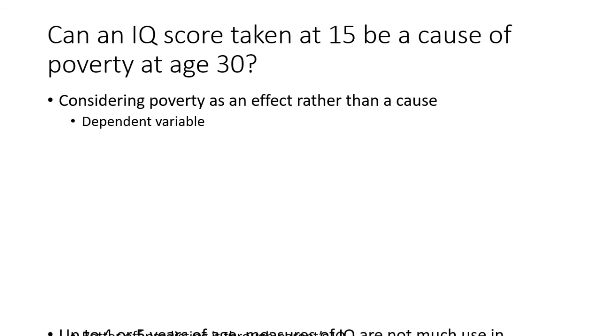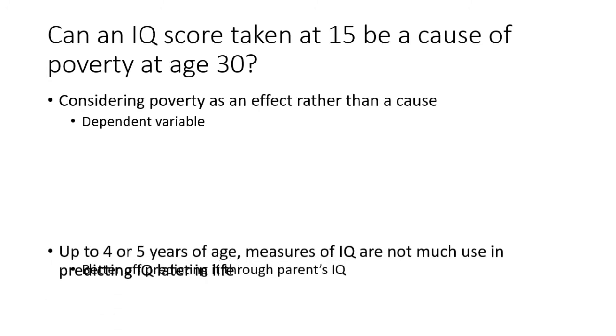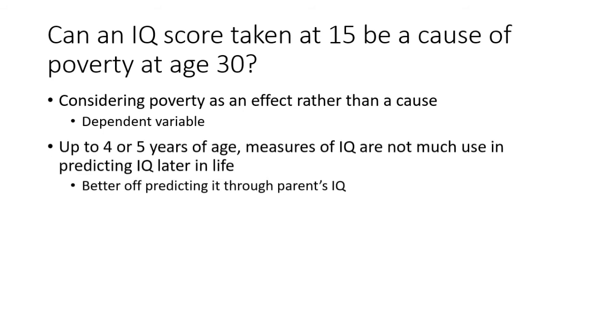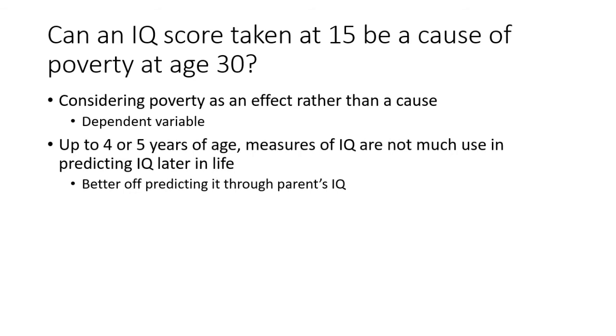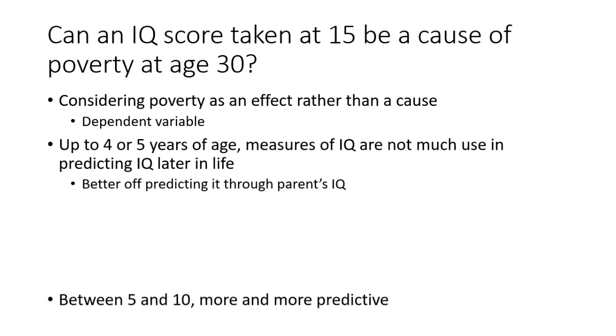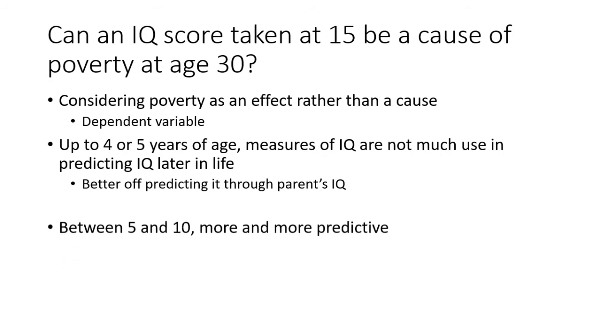So the authors say, well, as far as IQ goes, up to about 4 or 5 years of age, measures of IQ are not much use in predicting IQ later in life. What's better, according to them, is to predict it through the parent's IQ. And as you can see in this next point, between 5 and 10, an IQ test becomes more and more predictive of what your IQ is going to be for the rest of your life, or at least when you get older.